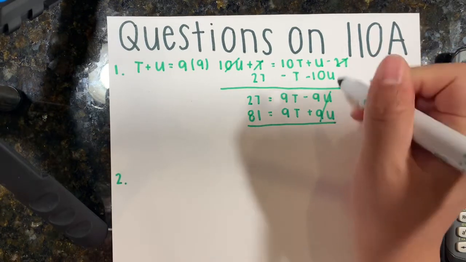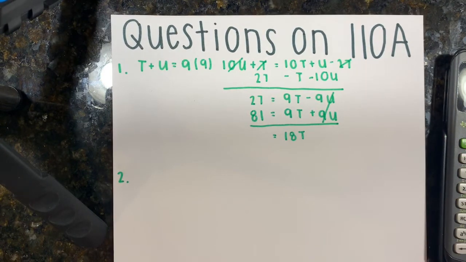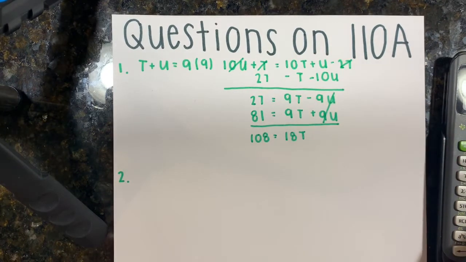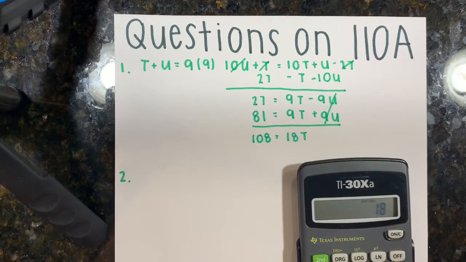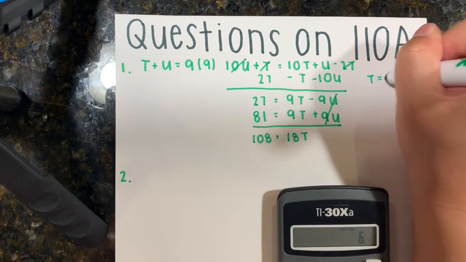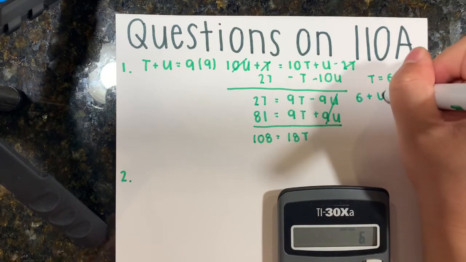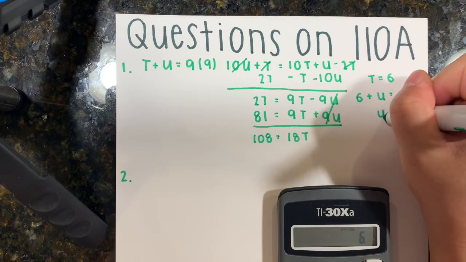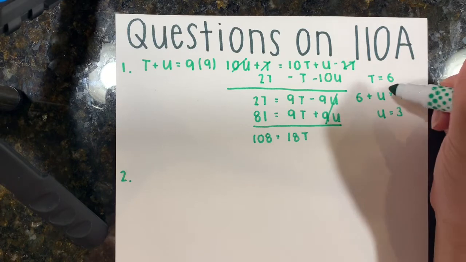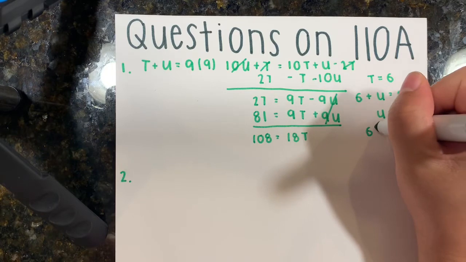So the u's are going to cancel, and I get 18t is equal to 27 plus 81, which is 108. When I divide that by 18, I get 6. So I know that t is equal to 6. Then to solve for u, I'm going to plug it into there. So I have 6 plus u equals 9, so therefore u is equal to 3. They asked us for the original number. If the original number has a 6 in the tens digit and 3 in the units digit, the original number is going to be 63.